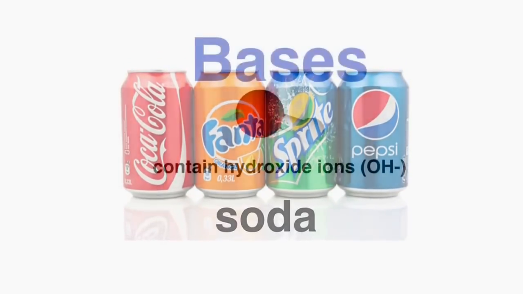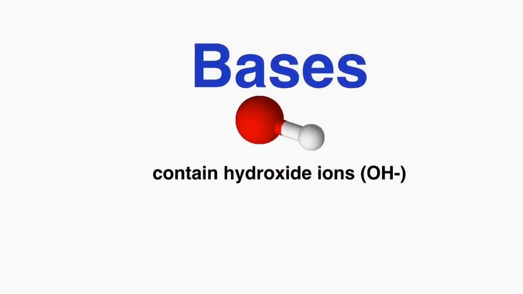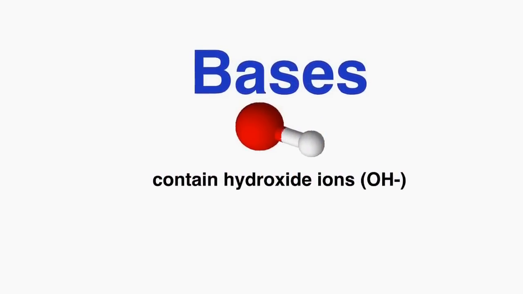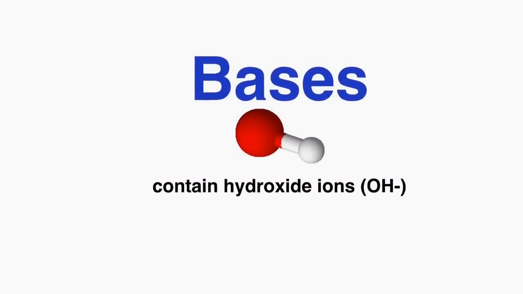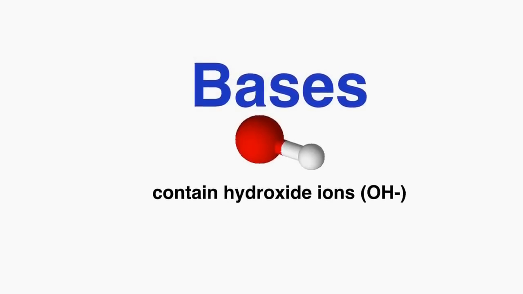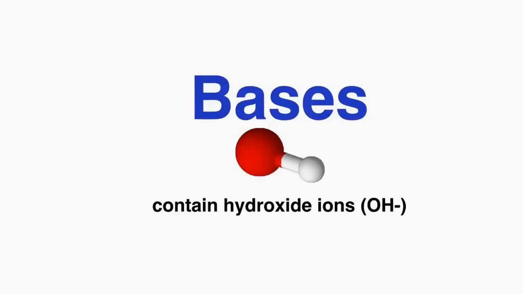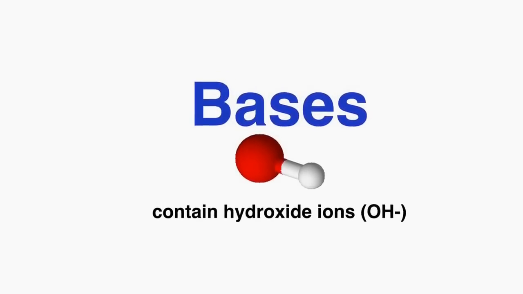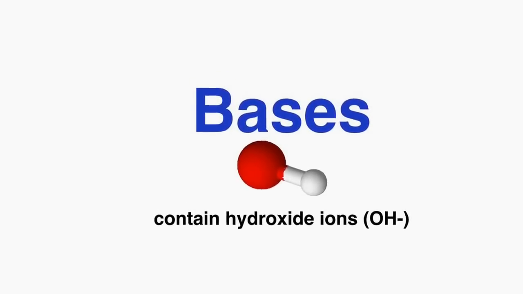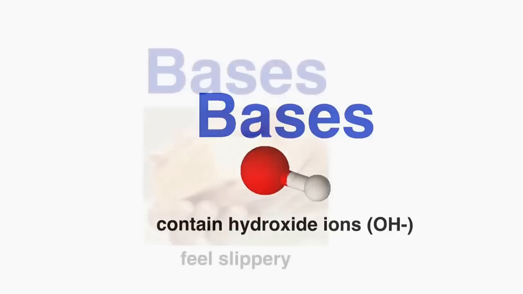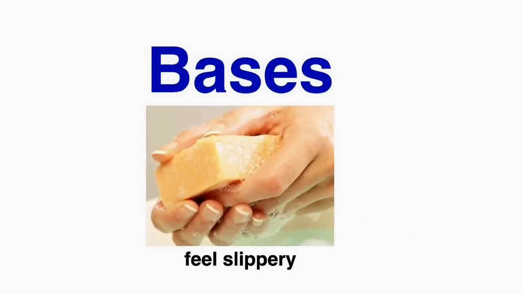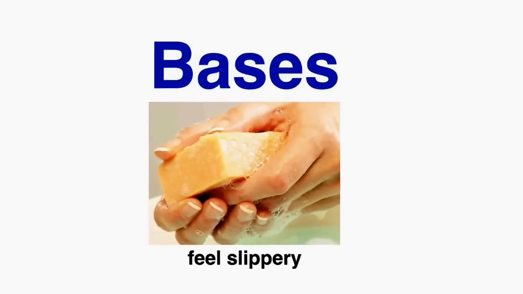Now it's time to define bases and look at the properties of bases. A base is a substance that produces hydroxide ions when dissolved in water. The chemical formula for a hydroxide ion is OH⁻. Just like acids, bases also have a common set of properties.